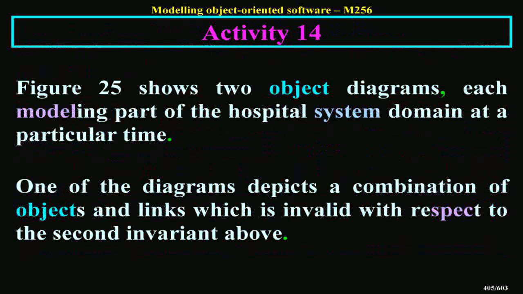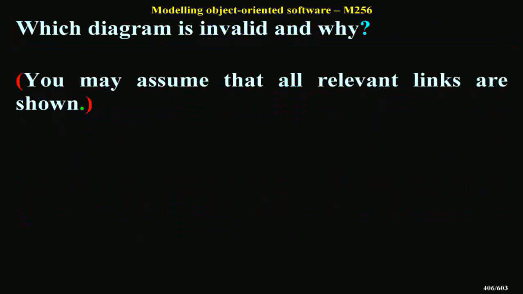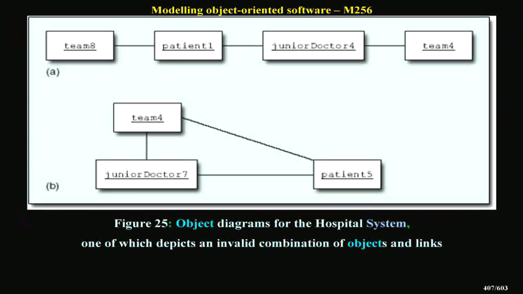Activity 14. Figure 25 shows two object diagrams, each modeling part of the hospital system domain at a particular time. One of the diagrams depicts a combination of objects and links which is invalid with respect to the second invariant above. Which diagram is invalid and why? You may assume that all relevant links are shown. Figure 25. Object diagrams for the hospital system, one of which depicts an invalid combination of objects and links.